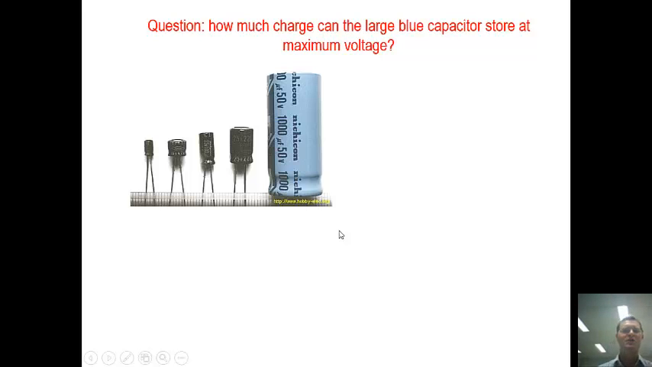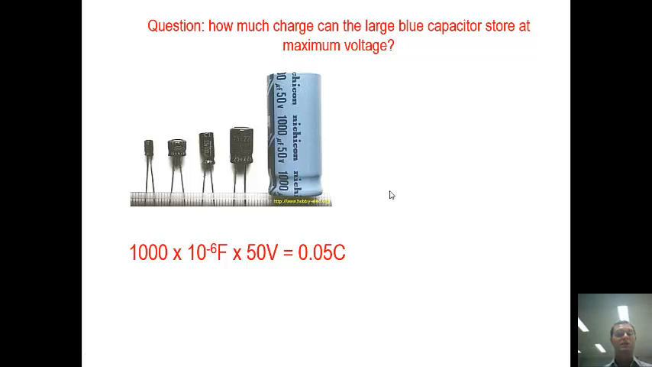So here's a question about capacitors. Looking at the large blue capacitor, how much charge can it store at maximum voltage? So we look at the information there. Well, 50 volts is the maximum voltage, and we've got 1000 microfarads. So therefore, do the calculation, it can store 0.05 coulombs of charge. So that's some background into what a capacitor is.